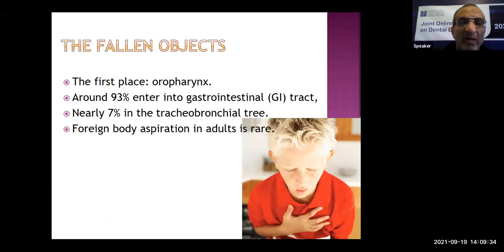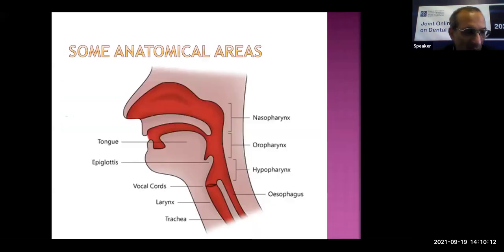The first place is the oropharynx, where the material falls. After that, about 93% of materials go into the gastrointestinal tract, and nearly 7% go into the tracheobronchial tree. As you know, foreign body aspiration in adults is rare, and it is based on the anatomy of the airway in children and adults.